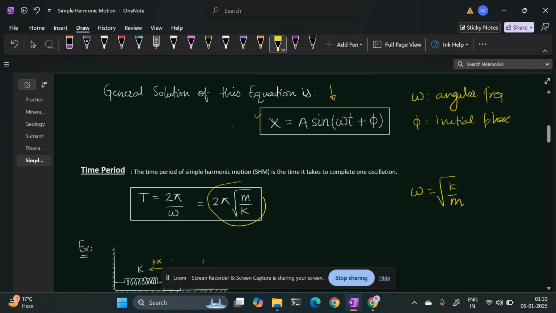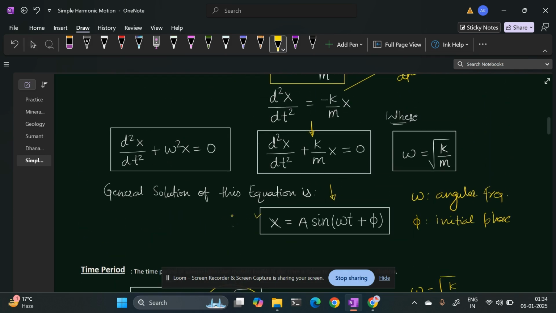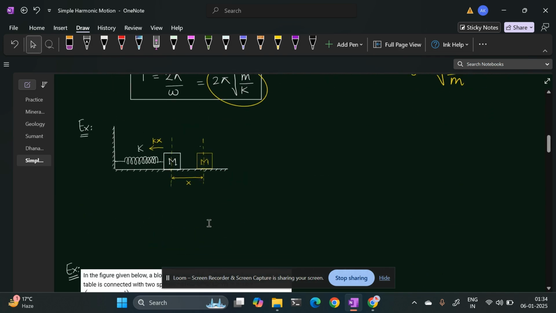So we will keep this in mind, and for any type of problem we will try to make this type of equation, then we can calculate the angular frequency, and after calculating angular frequency we can evaluate the time period. Let's try with an example. Suppose this is a spring block system and we have to calculate its time period.